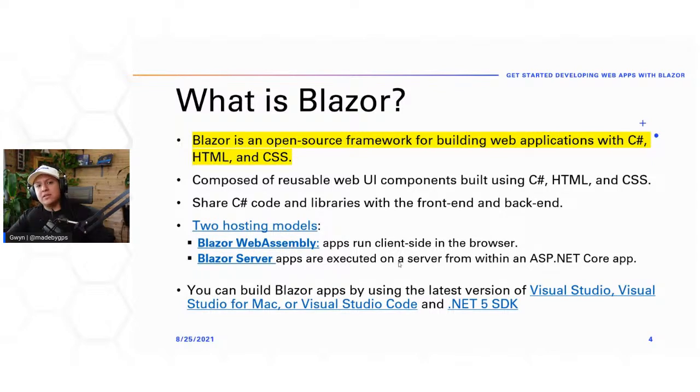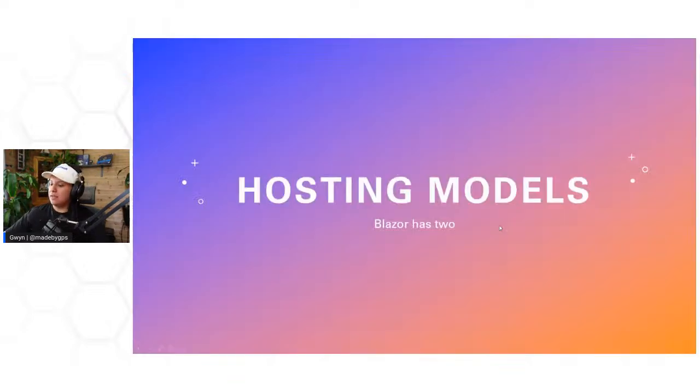With WebAssembly, the apps run completely in the browser, on the client side. With Blazor Server, the apps are executed on a server, so nothing gets downloaded to the client. Everything gets executed server-side within an ASP.NET Core app. To get started developing Blazor apps, you'll need Visual Studio, Visual Studio Code, or Visual Studio for Mac, depending on which OS you're working on, and the .NET 5 SDK.